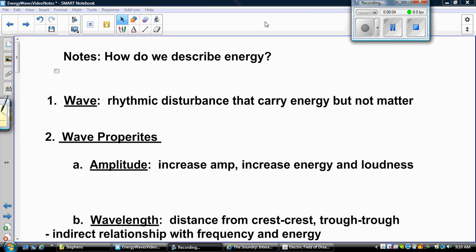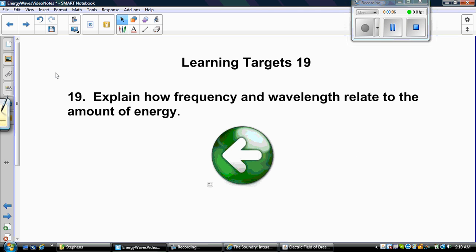Okay, today we're going to learn how we describe energy. So this is going with Learning Target 19, explain how frequency and wavelength relate to the amount of energy.